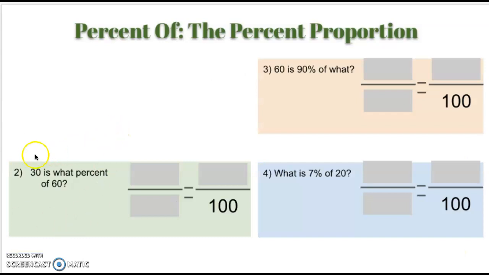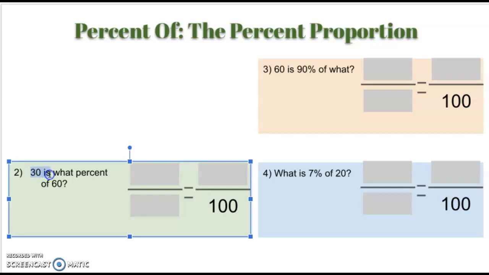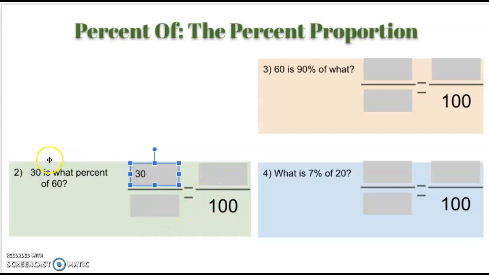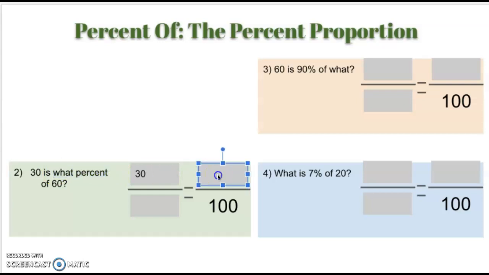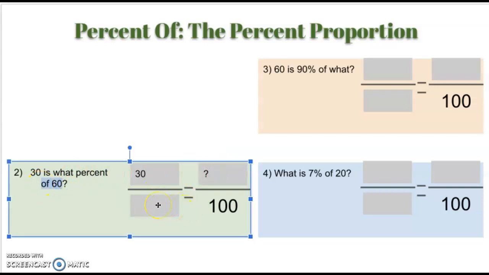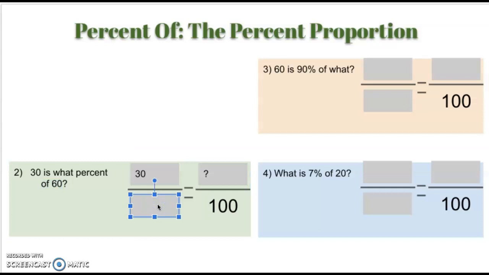In your notes, you've got 3 more questions. I'm just going to read them with you. Question number 2 says 30 is what percent of 60? So 30 is, over of, equals percent over 100. So 30 would go on top. 30 is, what percent? That's X or question mark percent. So that's going to go over 100. And then of 60. 60 is of, so that's on the bottom.